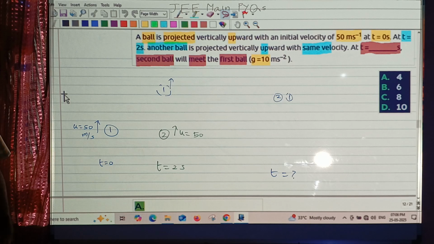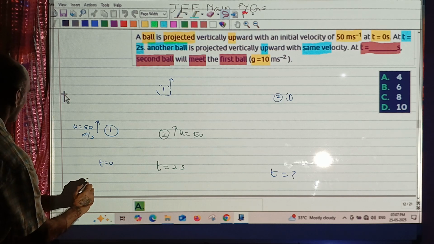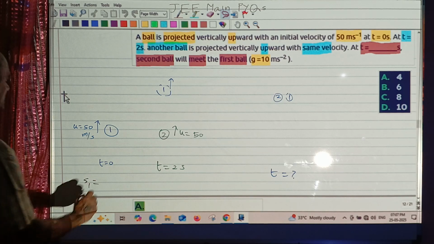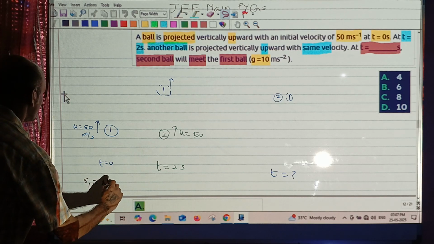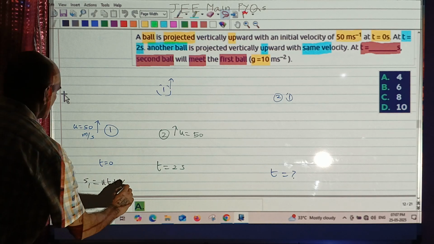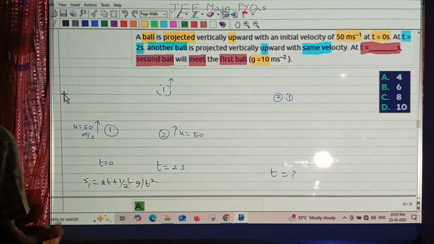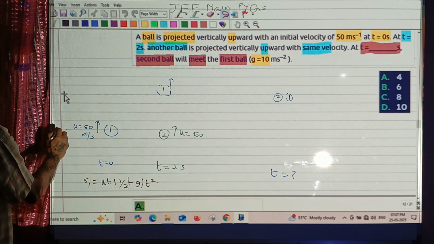Okay. So the displacement of this first ball, if I call it S1, I can write as ut plus half at square, and a is actually minus g. I'm taking the upward direction as positive.